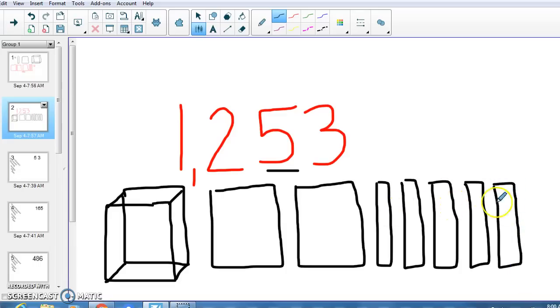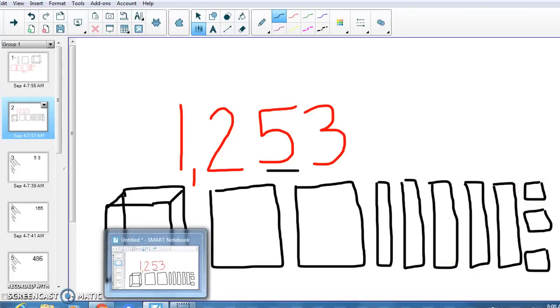One, two, three, four, five, got them. And then I need three cubes, little cubes. Perfect, perfect. 1,253. Okay, that means I've got 1,253 of these little cubes.